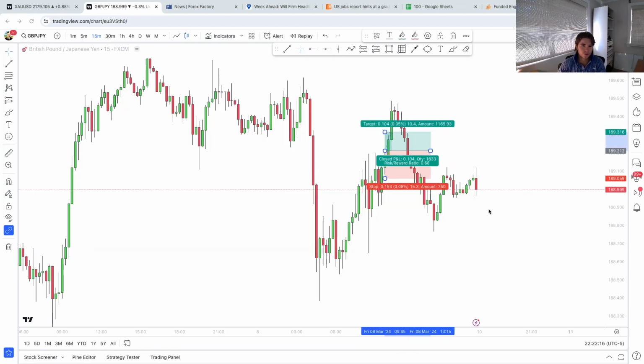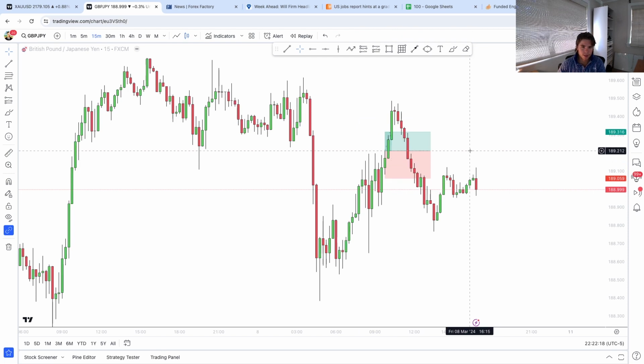So here's the trade we took. We ended up getting just about 10 pips on GJ. We took it at 9:45 Eastern time, New York time.